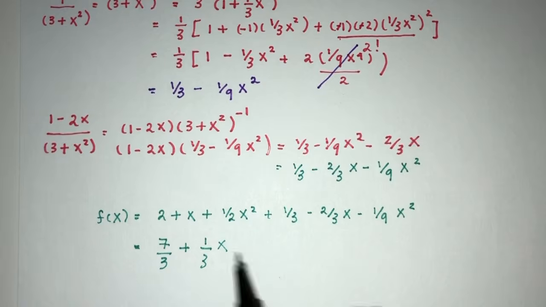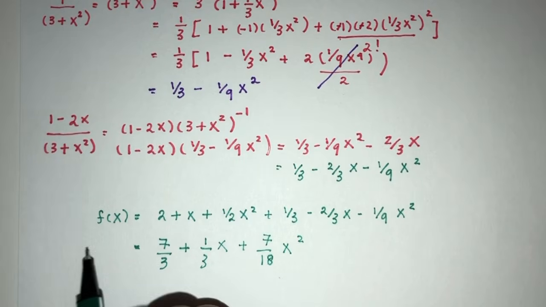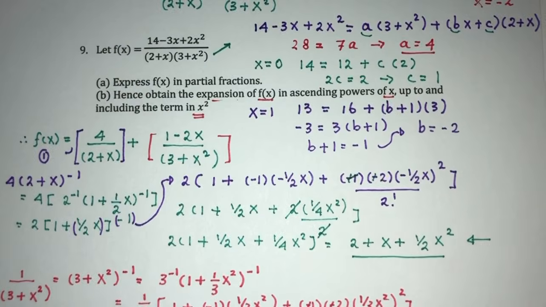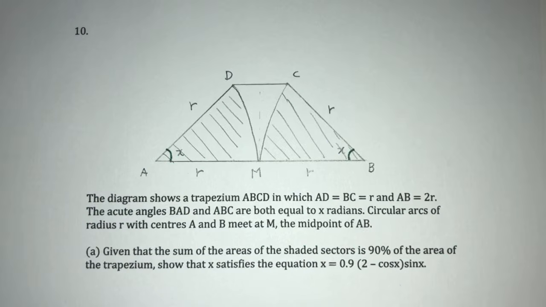That should be 7 over 18. 7 over 18 x squared. So f of x could also be this up to the term in x squared. And that will be your question number 9. Let's move on to question number 10.